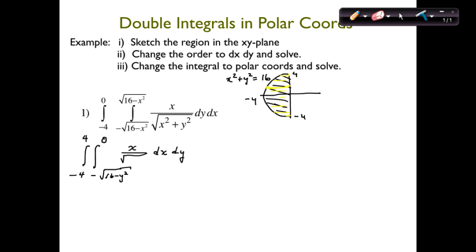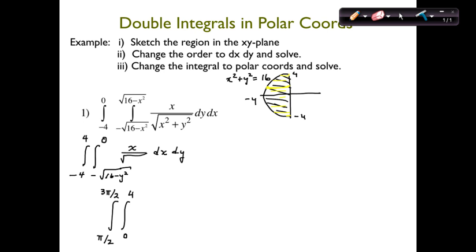Okay, now we're going to switch it to polar. So now you're well practiced at writing the limits. What will the limits be, just like the previous examples? 0 to 4, and pi over 2 to 3 pi over 2, just like the previous slide, all those practice problems we did. So starting at the origin all the way out to 4, and then from pi over 2 to 3 pi over 2. Okay, now we've got to rewrite the integral.